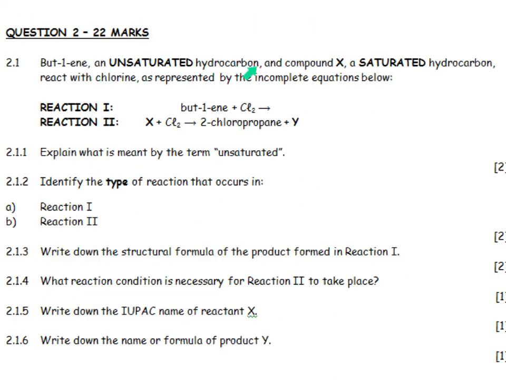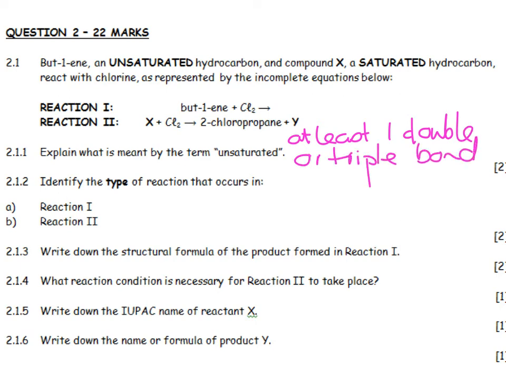But-1-ene, an unsaturated hydrocarbon, and compound X, a saturated hydrocarbon, both are able to react with chlorine, as represented by the incomplete equation below. Explain what is meant by the term unsaturated. It means that there is at least one double or triple bond in the organic molecule.